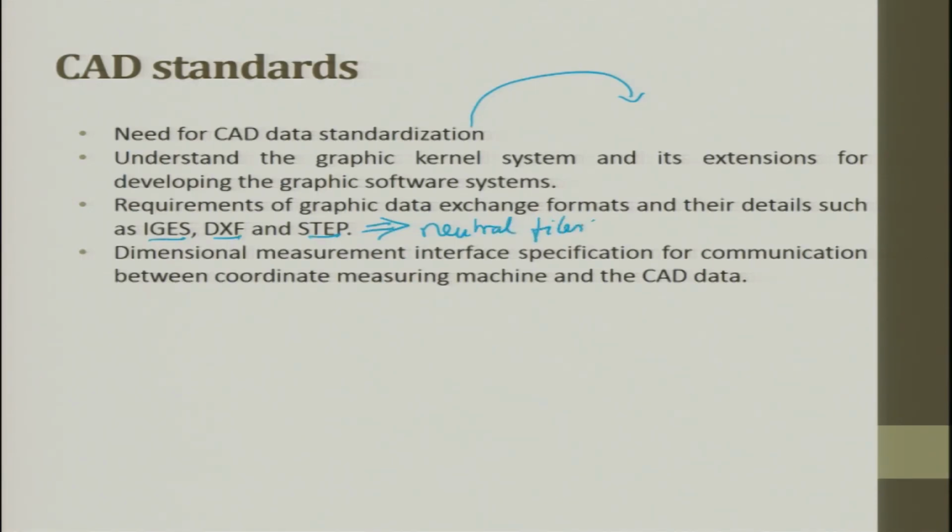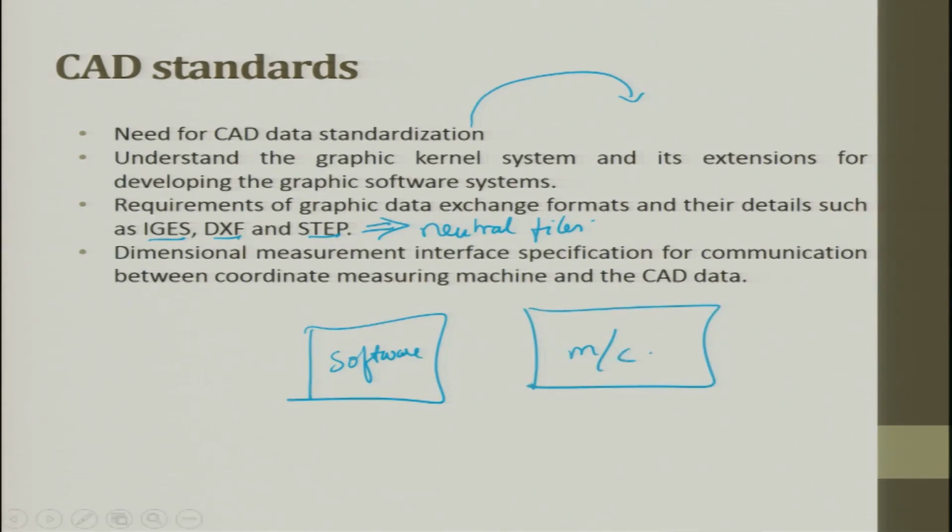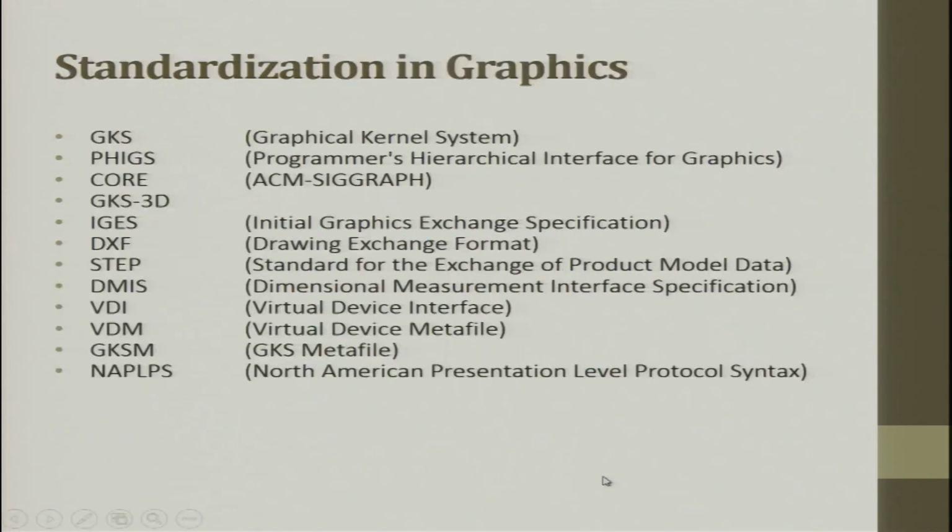What are neutral files? You have a system, you have a software, you have another software or a machine. If you want to transfer the data to this machine seamlessly, without any interference, then this is called a neutral file. So, these are some of the standardizations in graphics.